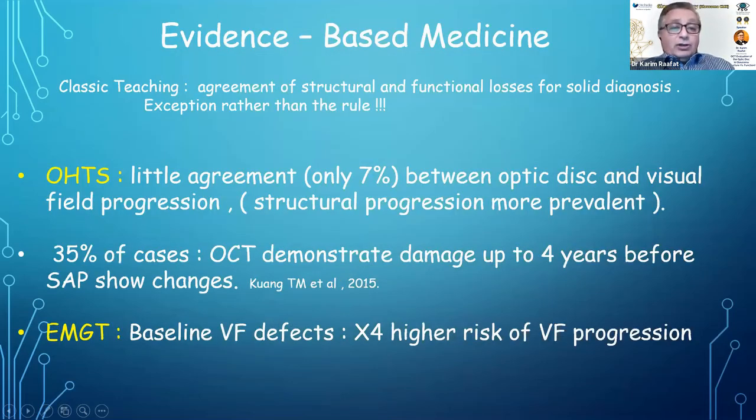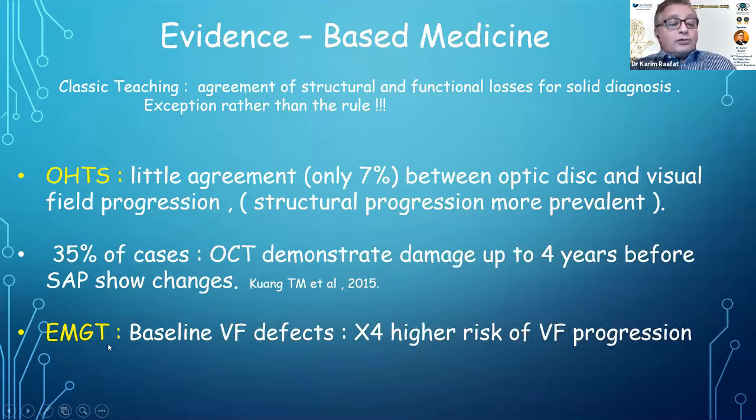The classic teaching, and we used to teach our students maybe 20 years ago, is that agreement of structural and functional losses is a solid diagnosis for glaucoma. But actually now we see this is the exception rather than the rule. In the Ocular Hypertension Treatment Study, only 7% showed agreement between the optic disc appearance and the visual progression. And in 35% of cases, the OCT demonstrated damage 4 years before the standard automated perimetry showed changes.